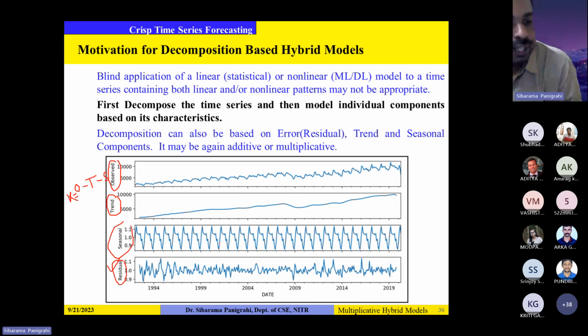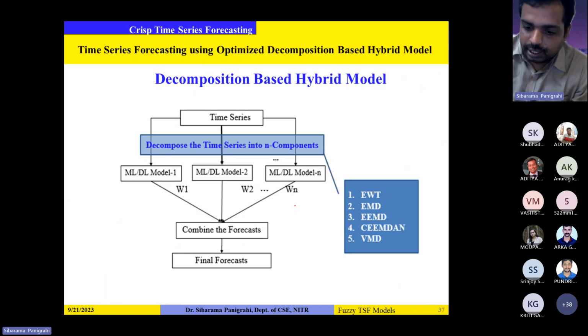So after decomposing the time series into trend, seasonal, and residual components, you can optimize models for the individual trend, seasonal, and residual components. Then you can combine the forecasts, right? So these are all about decomposition based hybrid models. Now whatever I have discussed till now, these all are crisp time series forecasting models. Crisp time series forecasting models means the time series data are from a real domain, right?